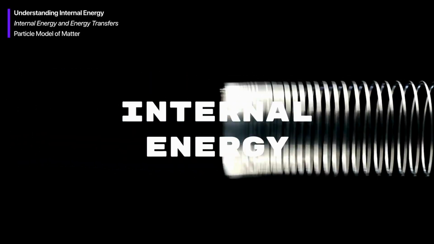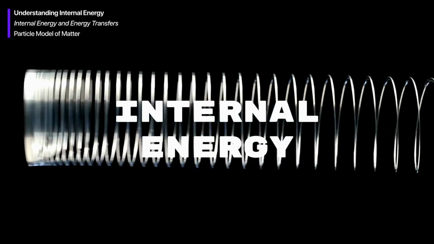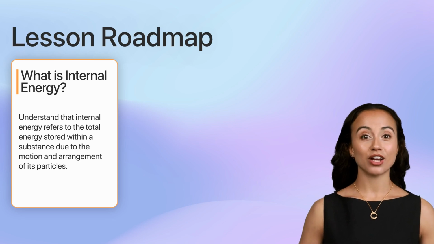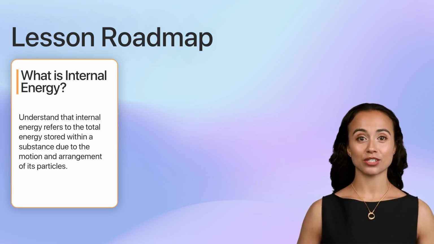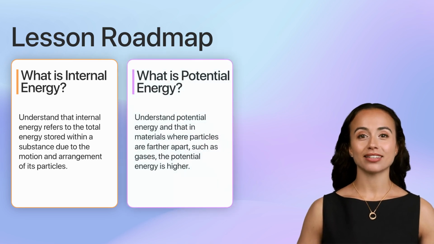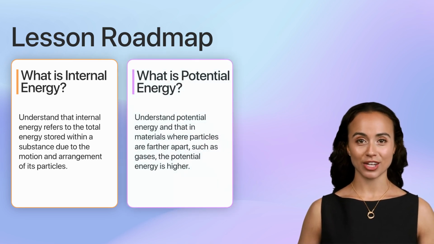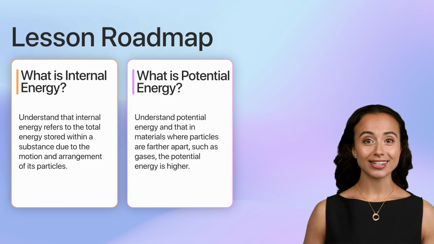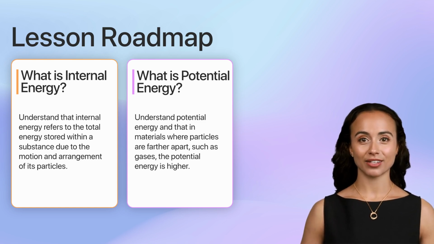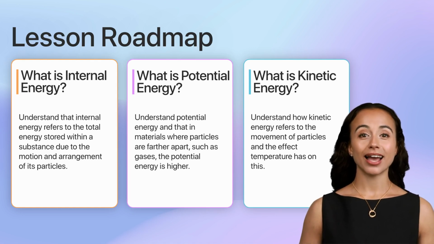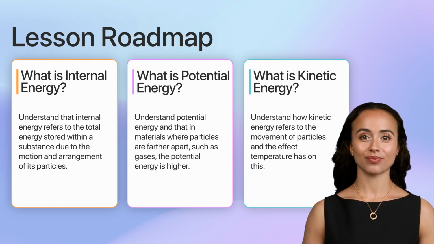Hello, welcome to today's lesson on understanding internal energy. Today we'll explore internal energy and understand that internal energy refers to the total energy stored within a substance due to the motion and arrangement of its particles. Then, with the help of an analogy, we'll make sense of potential energy and understand that in materials where particles are farther apart, such as gases, the potential energy is higher. Finally, we'll look at how kinetic energy refers to the movement of particles and the effect temperature has on this.